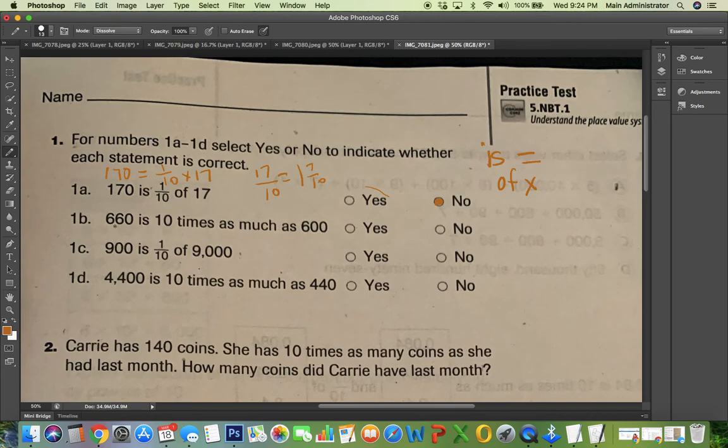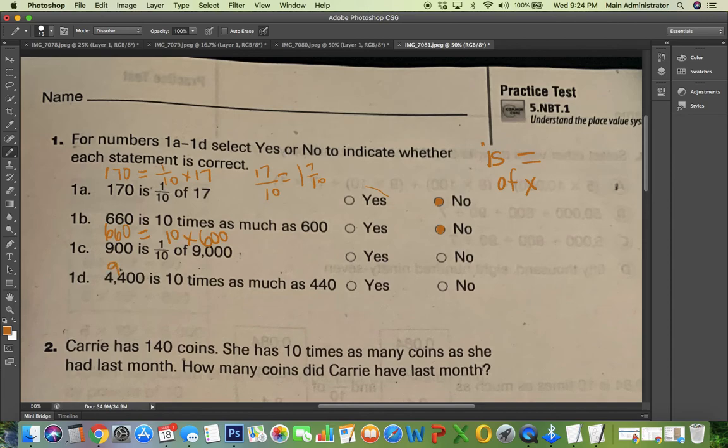Let's take a look at this. 660 is 10 times as much as 600. Nope. That's not right.